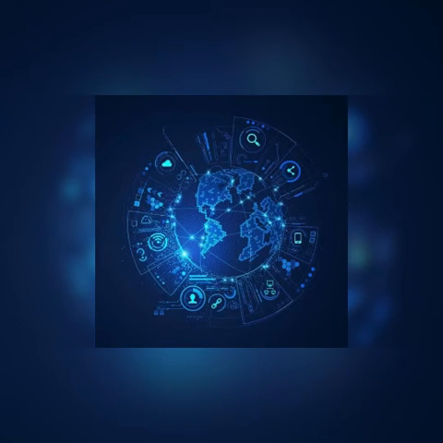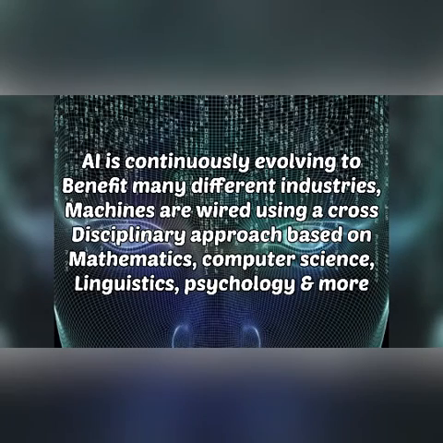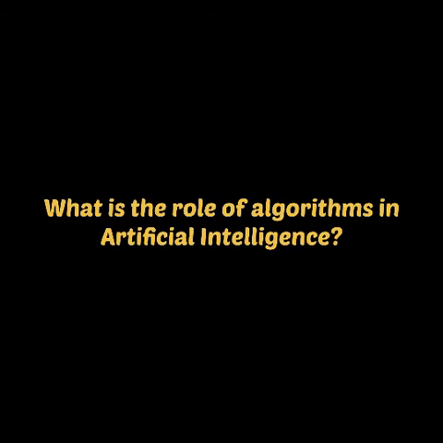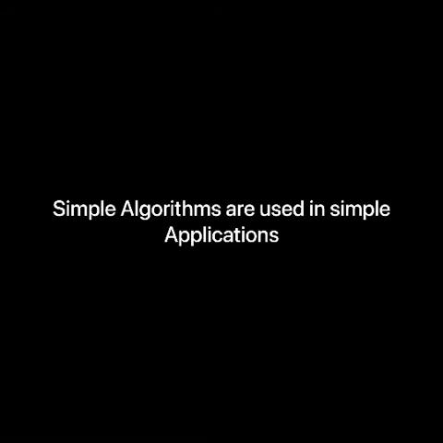As technology advances, previous benchmarks that defined artificial intelligence become outdated. Artificial intelligence is continuously evolving to benefit many different industries. Machines are wired using a cross-disciplinary approach based on mathematics, computer science, linguistics, psychology, and more. So what do you think is the role of algorithms in artificial intelligence? Well, algorithms often play a very important part in the structure of artificial intelligence, where simple algorithms are used in simple applications.